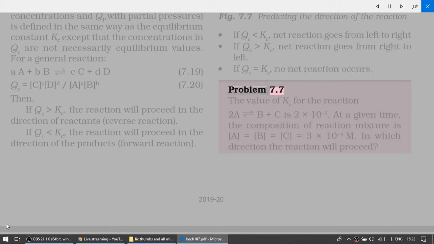Problem 7.7. The value of Kc for the reaction 2A ⇌ B + C is 2 × 10^-3. At a given time, the composition of the reaction mixture is [A] = [B] = [C] = 3 × 10^-4 M. In which direction will the reaction proceed?